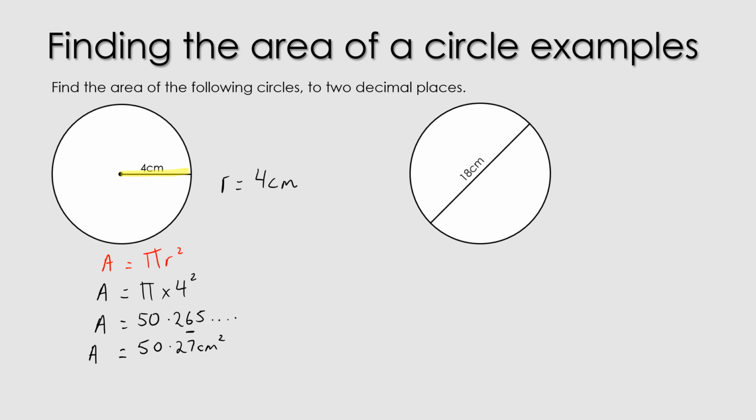Now looking at the next one, as we know from our previous question, we've been given the diameter. But there's no formula when we're calculating the area of a circle that has the diameter in it. So let's write down that the diameter equals 18 centimeters. We actually need to find the radius. As we said before, the relationship is that the radius is half of the diameter, so we're going to divide that by 2. So we've now got our radius, which is 9 centimeters.